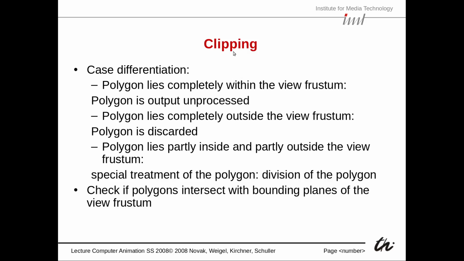Yeah, so then we have the clipping. Here we have the case differentiation. The polygon lies completely within the view frustum, the green objects. Then the polygon is output unprocessed, so it's fully viewed. Then in the case the polygon lies completely outside the view frustum, then the polygon is discarded because it's not visible. Then the polygon lies partly inside and partly outside, the yellow objects. Then we need a special treatment. We need to divide the polygon into visible and non-visible parts. So then we need to check if polygons intersect with bounding planes of the view frustum.